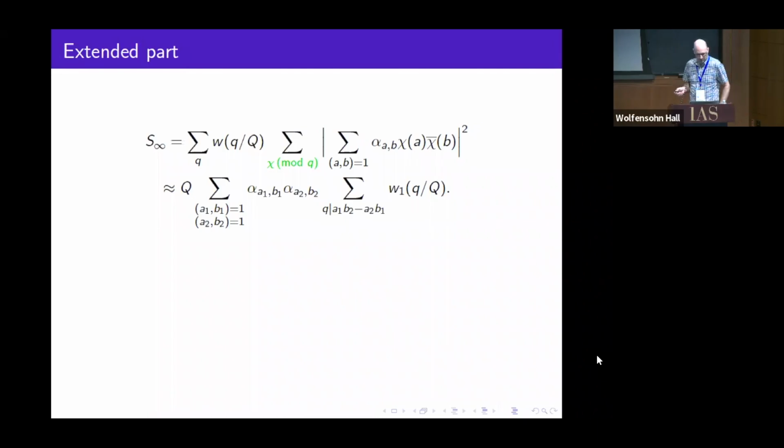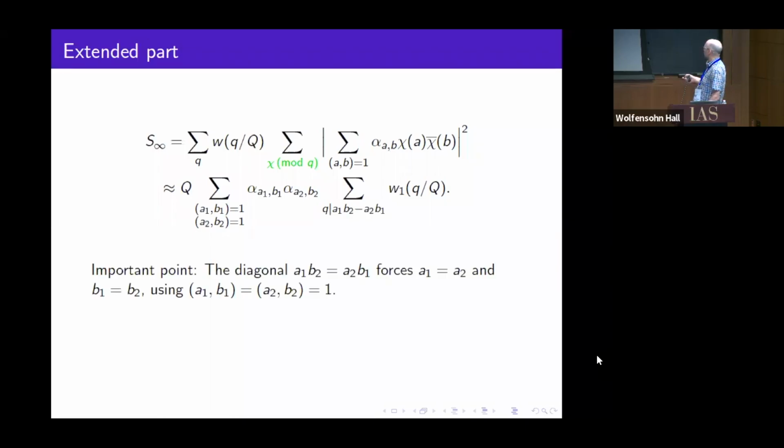And then for this extended part where we have everything, this is now in green because this is all characters mod q. This is the family that's in practice easier to work with. But secretly we know it's going to cause some issues that we have to overcome. So if you square this out and apply orthogonality of characters, you get a congruence. In this case, the congruence will be a determinant type equation: a1b2 minus a2b1 is divisible by q. These things are relatively prime, and that will be important.